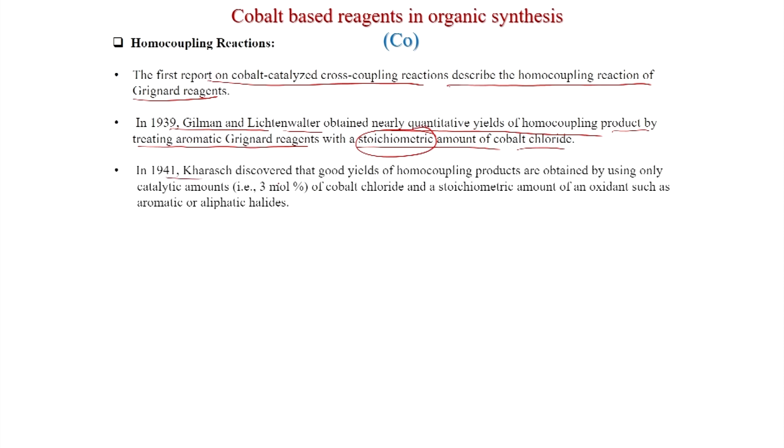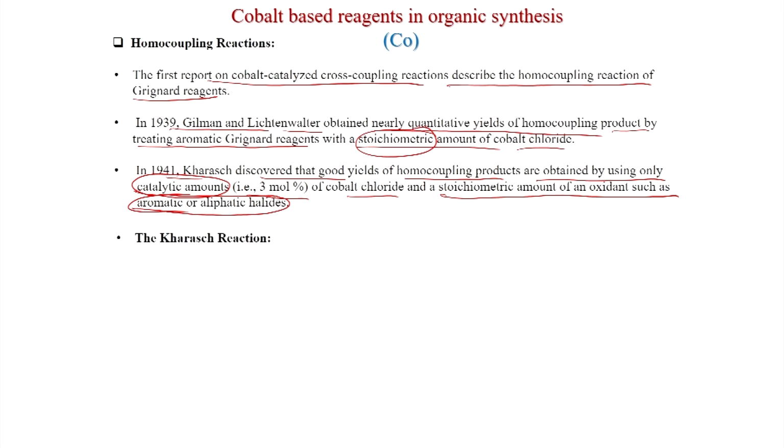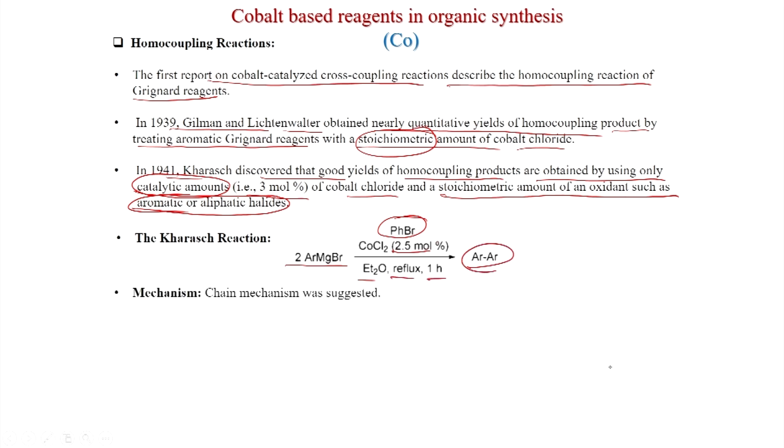In 1941, Kharasch discovered that good yields of homocoupling products are obtained by using only catalytic amounts, that is 3 mole % of cobalt chloride, and a stoichiometric amount of an oxidant such as an aromatic or aliphatic halide. So, this is an important contribution from Kharasch. This is the Kharasch reaction: Ar-MgBr, a stoichiometric amount of aromatic halide, CoCl2 only 2.5 mole %, ether reflux 1 hour, and you get this Ar-Ar coupled product.